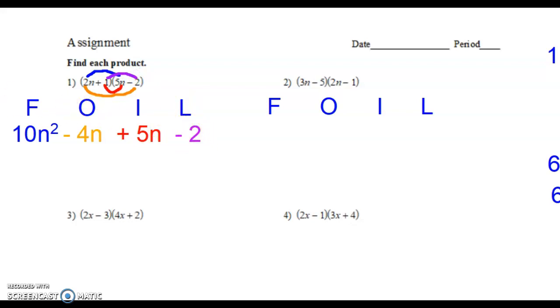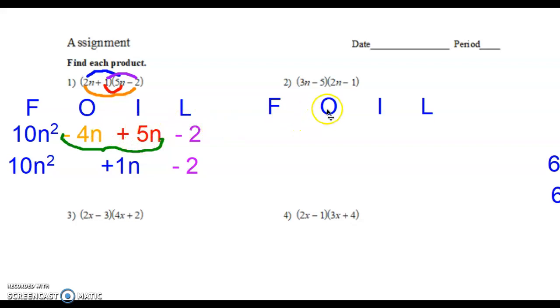Great. Now, as you can see, these two are like terms, the negative 4n and 5n. And when we add them together, we get a positive 1n. And there's our final answer: 10n squared plus 1n minus 2. Most of the time, the insides and outsides are going to combine.